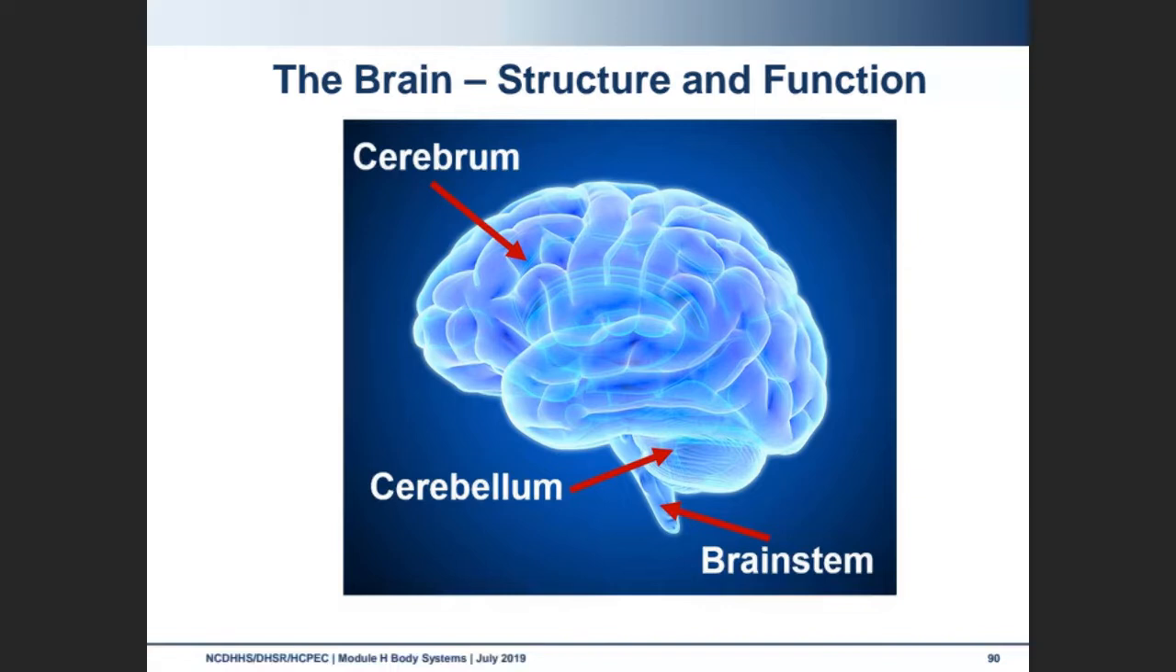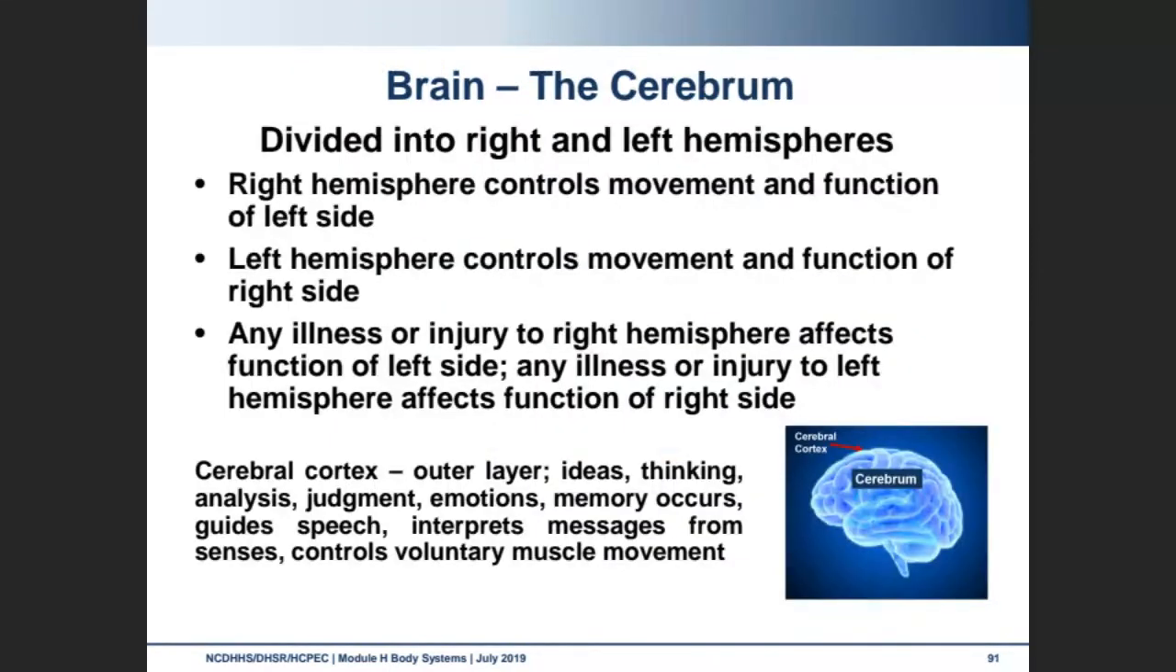So our brain is made up of three parts. We've got our cerebrum, our cerebellum, and the brainstem, which are all, of course, protected by our skull. The brain is divided into right and left hemispheres. The right hemisphere controls movement and function on our left side, and the left hemisphere controls movement and function on our right side. So most of us know this now, but if you have an injury to the right hemisphere of your brain, you're going to have issues or weakness or paralysis on the left side of your body.